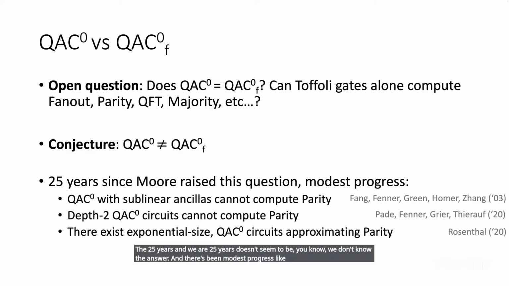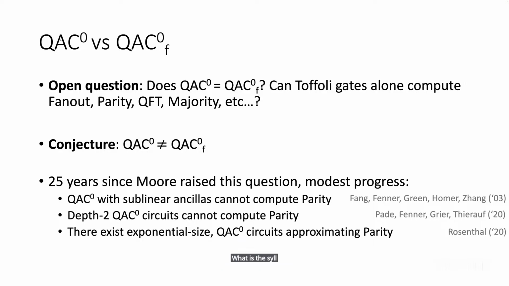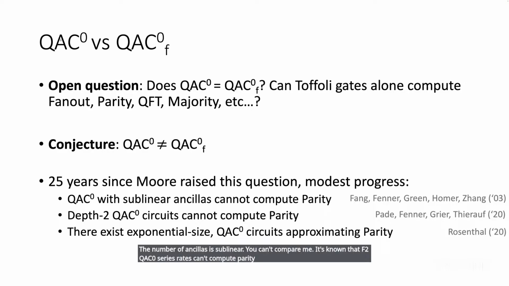In the early days, it was proved that if you have QAC0 with sublinear ancillas, what does ancillas mean? It means the number of workspace qubits that aren't part of your input. You use them for scratch space. If the number of ancillas is sublinear, you can't compute parity. It's known that depth 2 QAC0 circuits can't compute parity. And a couple of years ago, my student Greg Rosenthal showed that there are constant depth QAC0 circuits approximating parity, but they are exponential, even showing an exponential size construction.